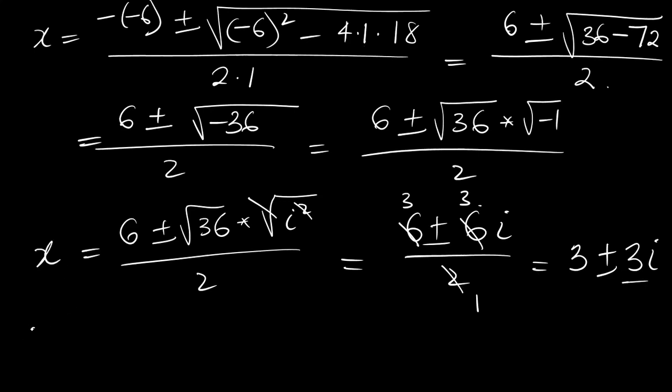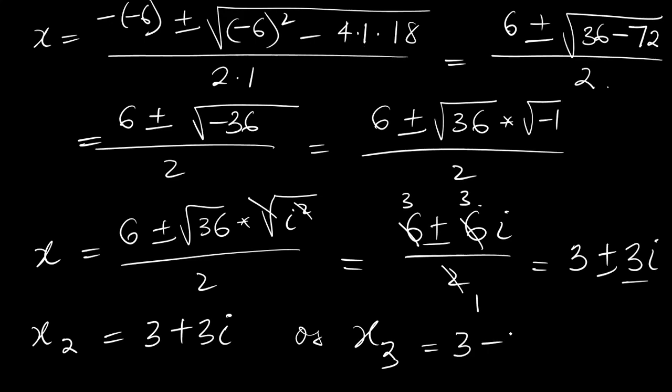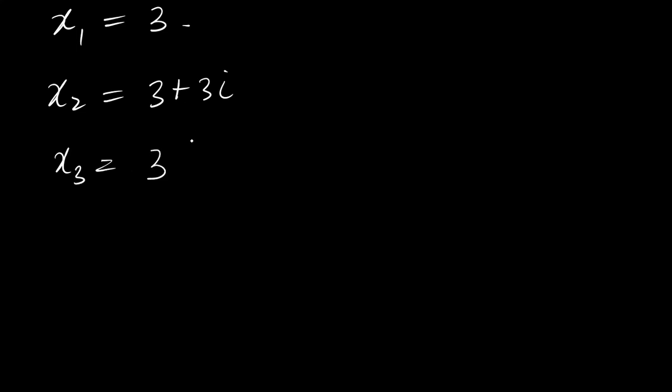Now that means the second x is equal to 3 plus 3i, or the other x is equal to 3 minus 3i. So that means the solution to this problem: you have x1 which is equal to 3, x2 which is equal to 3 minus 3i, x3 which is equal to 3 plus 3i, then the other one is 3 minus 3i.